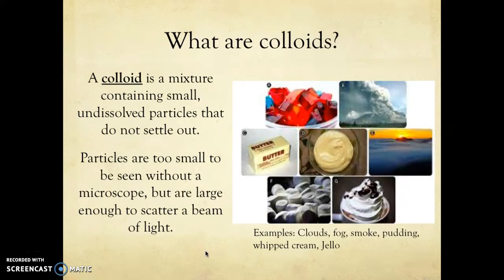Another type of matter is a colloid. A colloid is a mixture. It contains small particles that are not dissolved and do not settle out. They're too small to be seen without a microscope, but they're big enough that if you shine a light through it, it's going to scatter the light. So there's a few examples. Clouds, fog, and there's a few other examples on the slide. And that is another type of mixture.